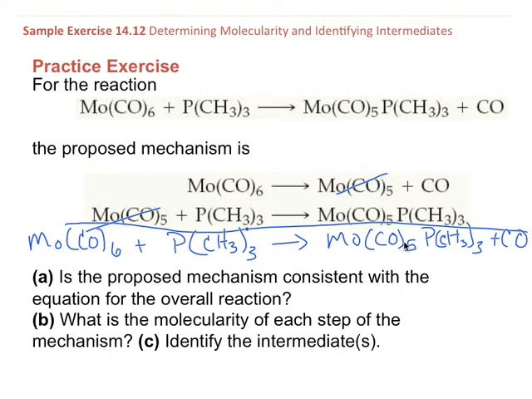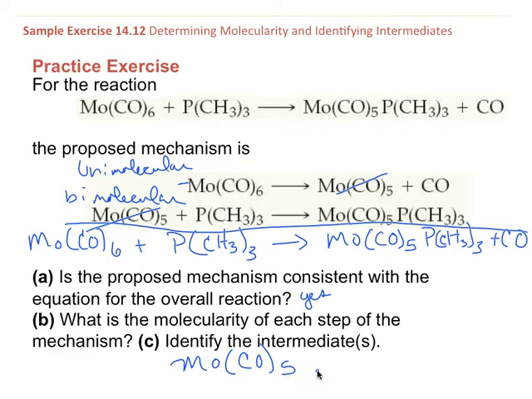Is this equation the same as the original? Yes. So is the proposed mechanism consistent? Yes. What's the molecularity? Again, this one will be unimolecular. This one with the two molecules will be bimolecular. The intermediate will be the molybdenum with 5 carbon monoxides attached to it. Okay?